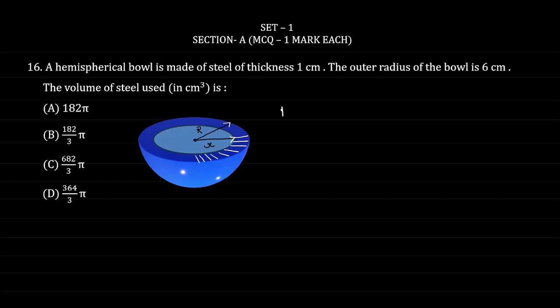So thickness is given by capital R minus small r, as it is visible from the diagram also. So thickness is capital R, that is the larger radius, 6 centimeters, minus r. If you calculate the value of r, this is going to be 5 centimeters. So we have calculated the small r value.